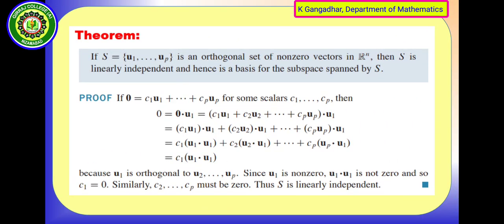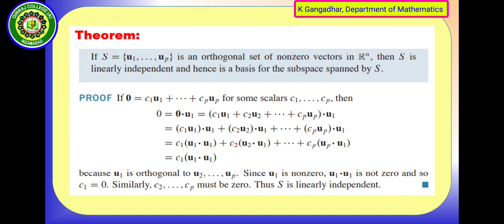So here we have one theorem. The theorem statement: if S equals {u1, u2, and so on up to up} is an orthogonal set of non-zero vectors in R to the power n, then S is linearly independent and hence is a basis for the subspace spanned by S. So S is an orthogonal set of non-zero vectors, and then S is linearly independent and hence it is a basis set also. So first, linear independent set.